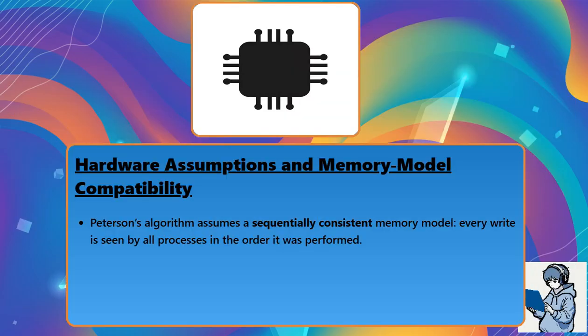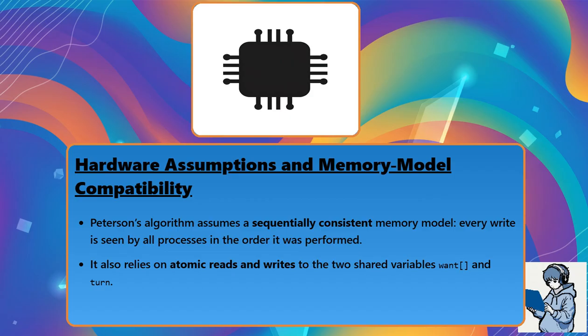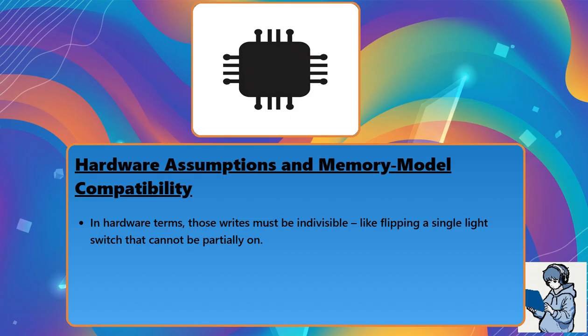Peterson's algorithm assumes a sequentially consistent memory model. Every write is seen by all processes in the order it was performed. It also relies on atomic reads and writes to the two shared variables, want array and turn. In hardware terms, those writes must be indivisible, like flipping a single light switch that cannot be partially on.